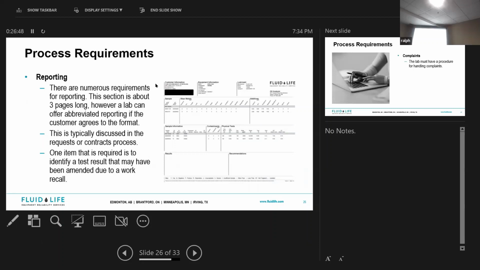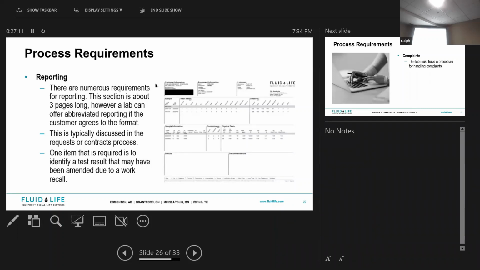So reporting, there are numerous theoretical requirements for reporting. The section's about 3 pages long. It's probably one of the longest sections. You can put so many things in. Your report could probably be 50 pages long if you put all of that in a report. It wouldn't be a nice bird's eye view of the report itself, but it would have everything in it.